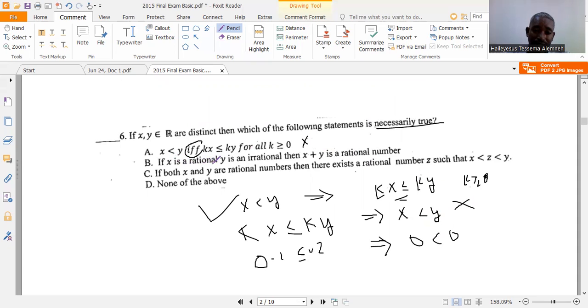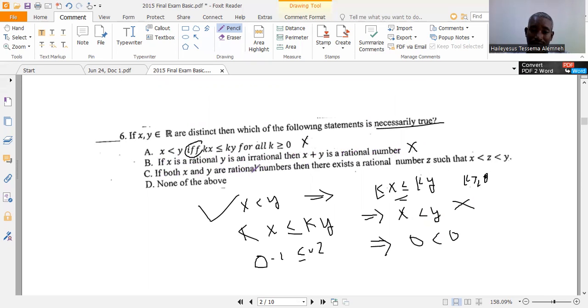If x is irrational and y is irrational, then x plus y is a rational number. Rational plus irrational gives an irrational number, so this statement is not correct. Rational plus irrational gives an irrational number.